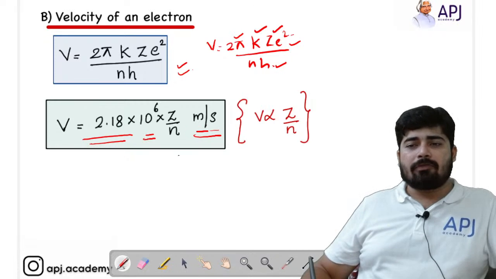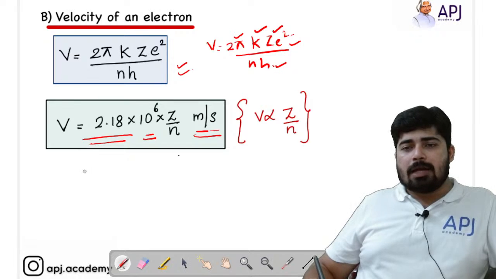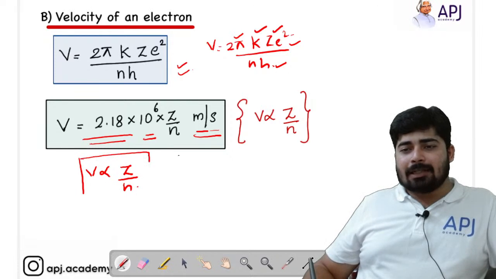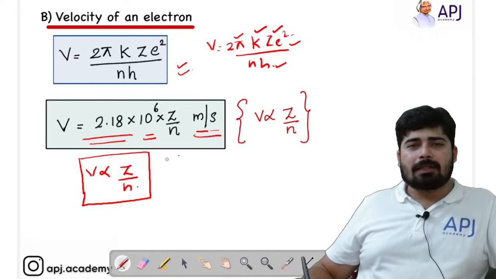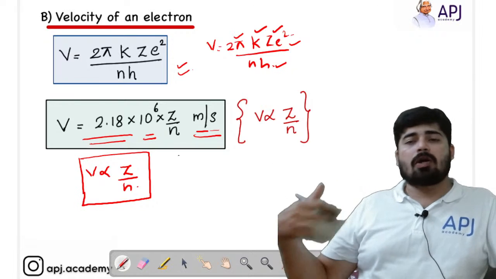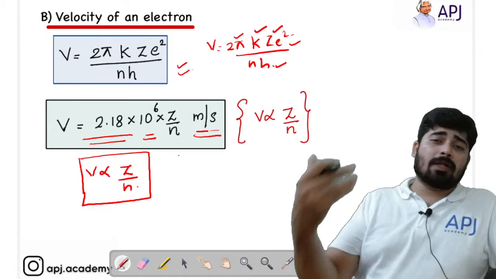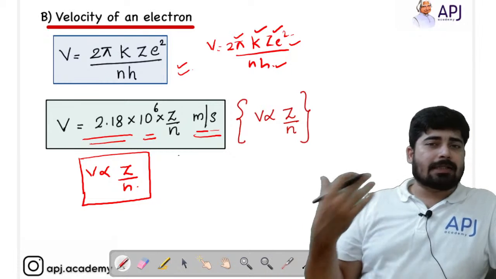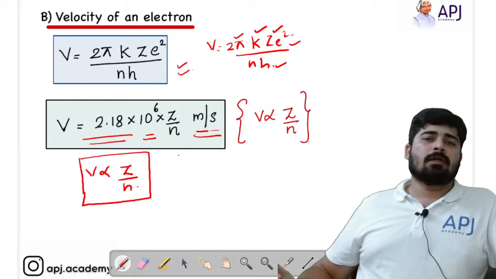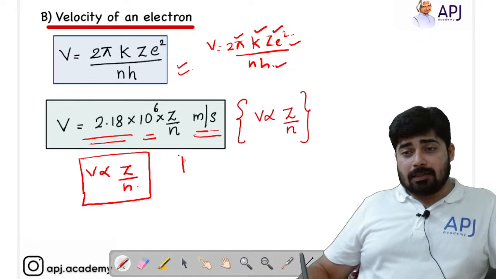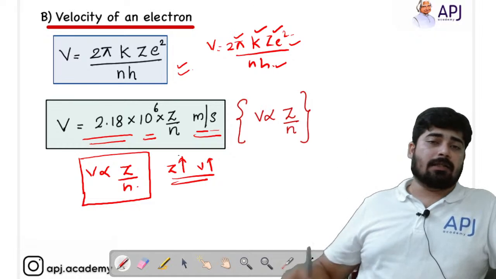This formula you have to learn by heart. The important relation we obtain here is that velocity is directly proportional to atomic number by number of orbits. Atomic number is the number of protons or number of electrons; here let us consider it as the number of protons. If the number of protons increases, the positive charge in the nucleus increases, so the force of attraction between the nucleus and electron increases. As the force of attraction increases, velocity increases. That's why as Z increases, velocity increases.